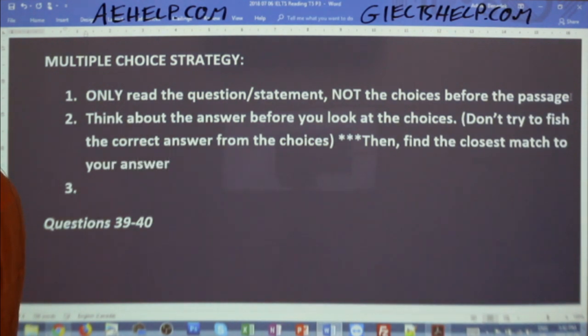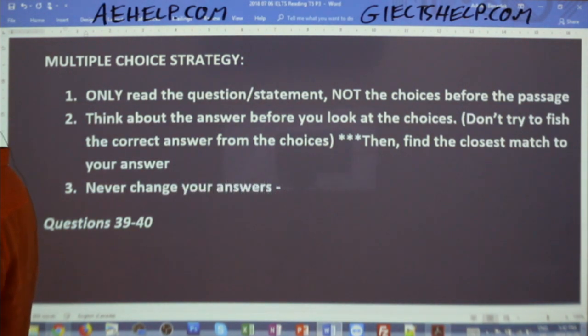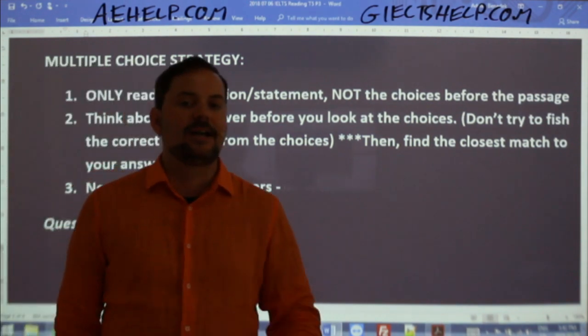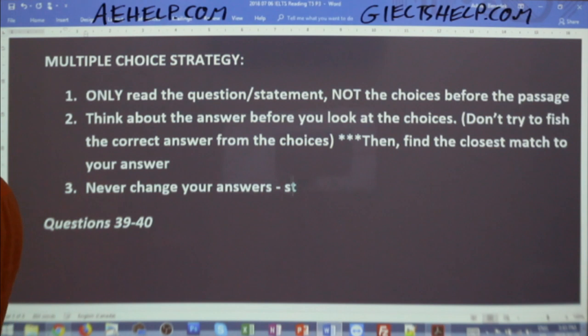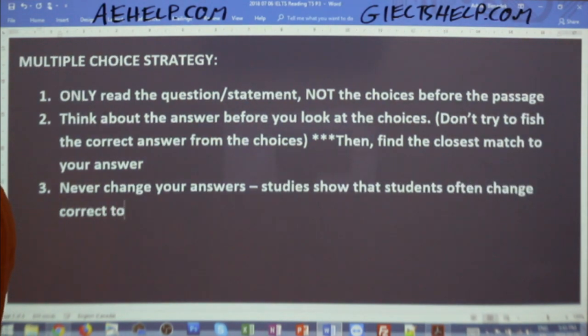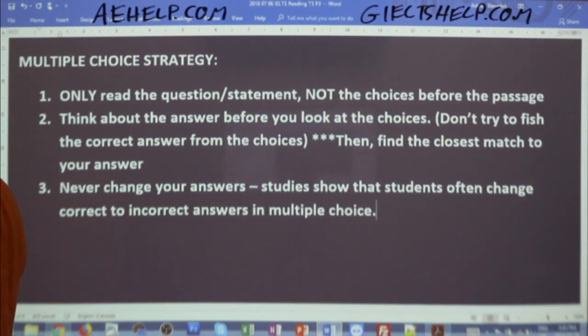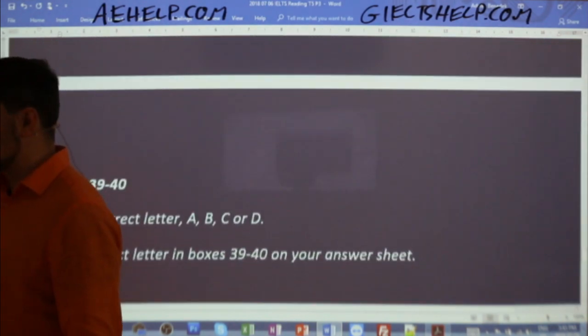And as a final note, never change your answers. A lot of psychology studies show that students will often change the correct answer to the wrong answer, especially in multiple choice, okay? So studies show that students often change correct to incorrect answers in multiple choice. Okay, so stick with the correct answer.